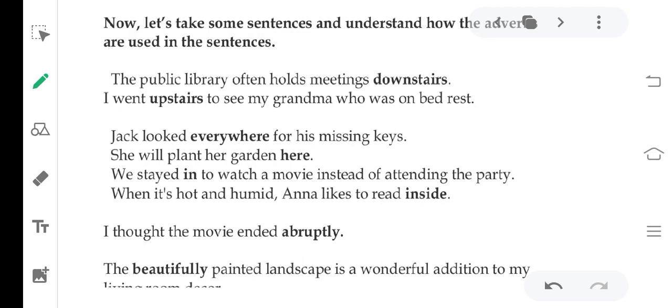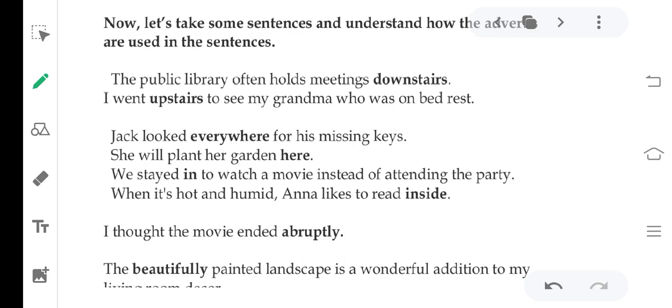In the next one, Jock looked everywhere for his missing keys. And she will plant her garden here. Here is also an adverb of place. We stayed in to watch a movie instead of attending the party. This is also an adverb of place. When it is hot and humid, Anna likes to read inside. This is also an adverb of place. And I thought the movie ended abruptly. What kind of adverb is it? This is an adverb of manner.